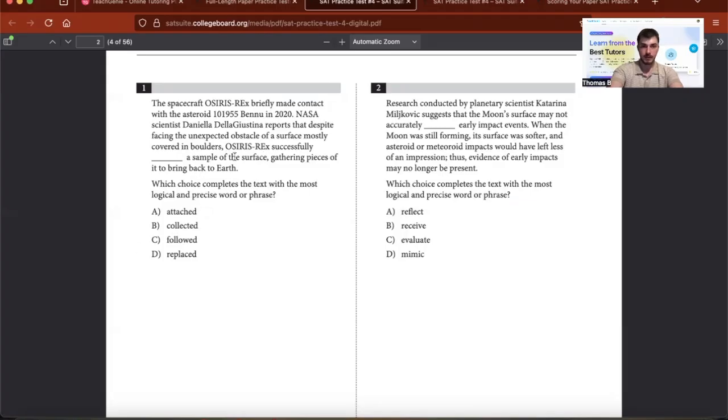Followed a sample of the surface. You can't really follow a sample. Replaced a sample of the surface. Okay, that kind of sounds right, but doesn't make sense in the context. So I'm going to go with B here.